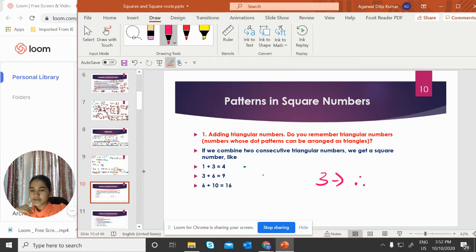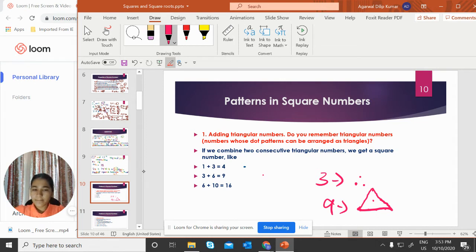Now, if I take 9, can 9 form a triangle? We see 1, 2, 3, 4, 5, 6, 7, 8, 9. See, it's going to form a triangle. So even 9 is a triangular number. So the first pattern is related to triangular numbers, numbers whose dot patterns can be arranged as triangles.